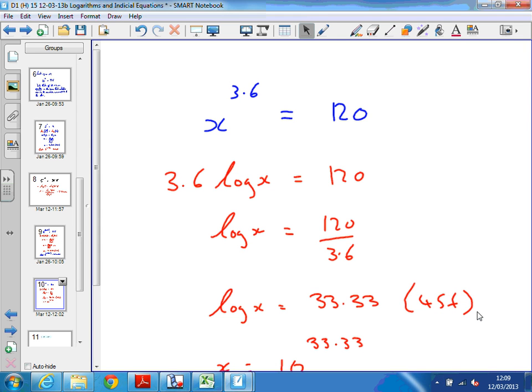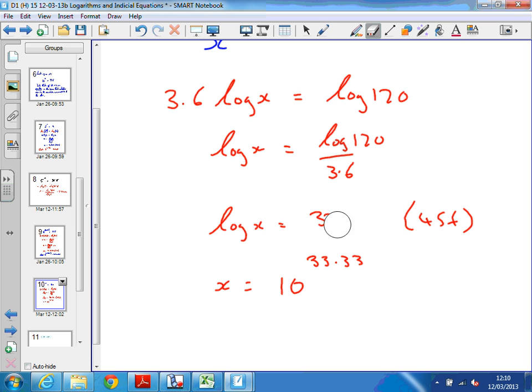The error that I made, spotted by, to give it Teddy his due on the video. At this point, I forgot to log both sides. Okay, so in fact that should be the log of 120, which means that's a log of 120 over 3.6. That's more like it.